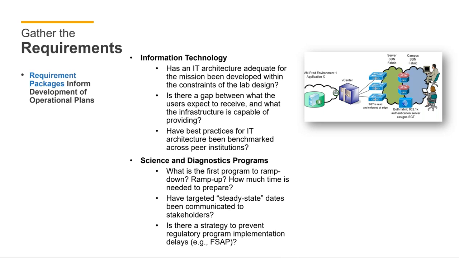When we talk about operational planning and transition planning, you really do have to think about, particularly in multi-program institutions, what's the first program that's going to ramp down? What's the first one to ramp up? How much time do you have to prepare, and do you need redundancy between old and new for some period of time? Have you really communicated the steady state dates? Who have you committed what to in terms of this facility will be fully operational by X?